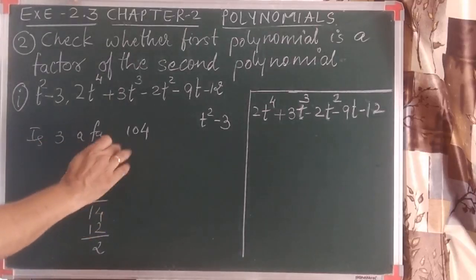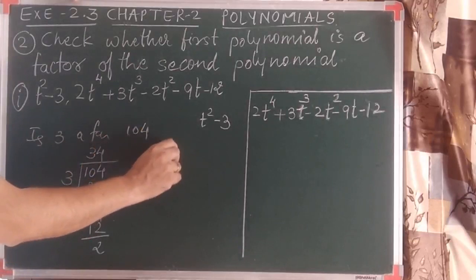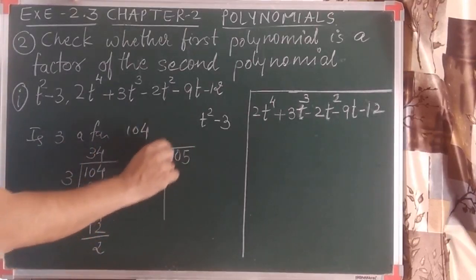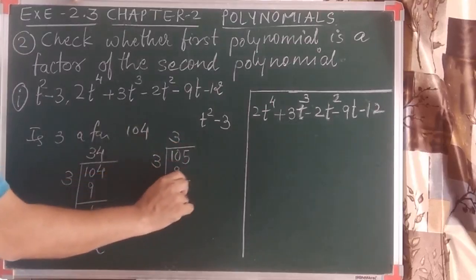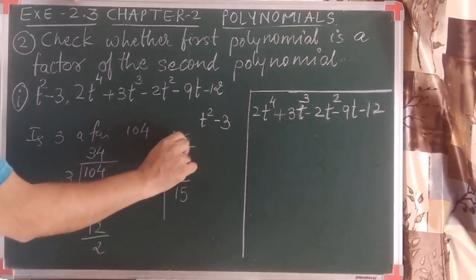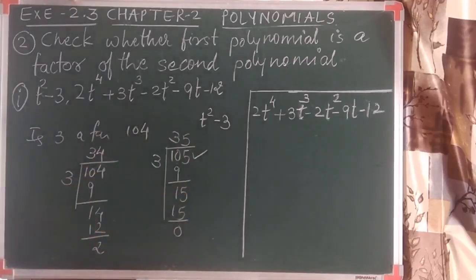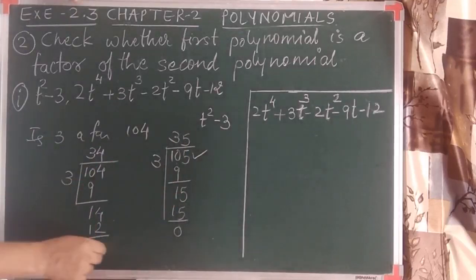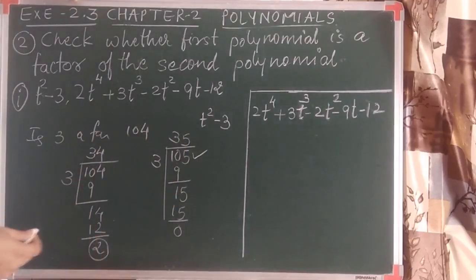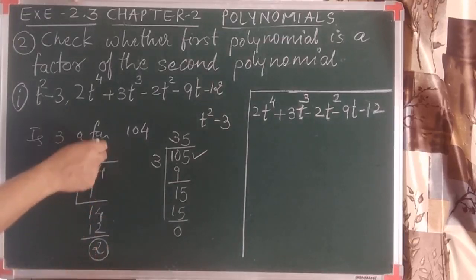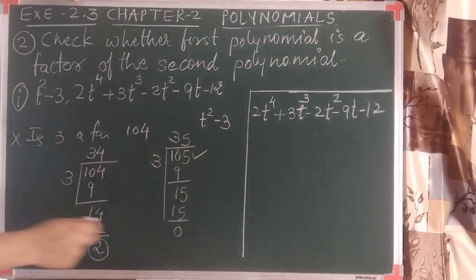But if the question is, is 3 a factor of 105? So let us divide 105 by 3 again. 3 3s are 9. 1 5, 3 5s are 15. So we can say yes, 3 is a factor of 105. So how do we come to know? By dividing. And if the remainder is any number except 0, we can say it is not a factor. And if the remainder is 0, we can say it is a factor.